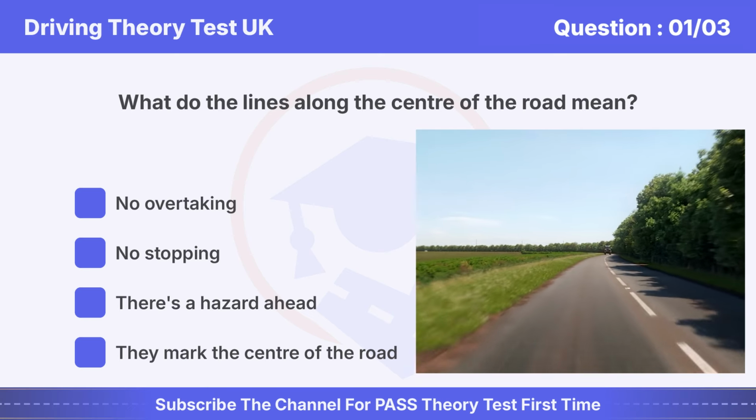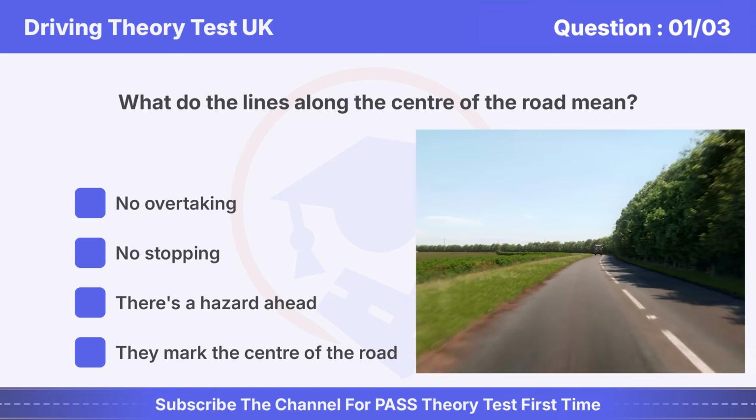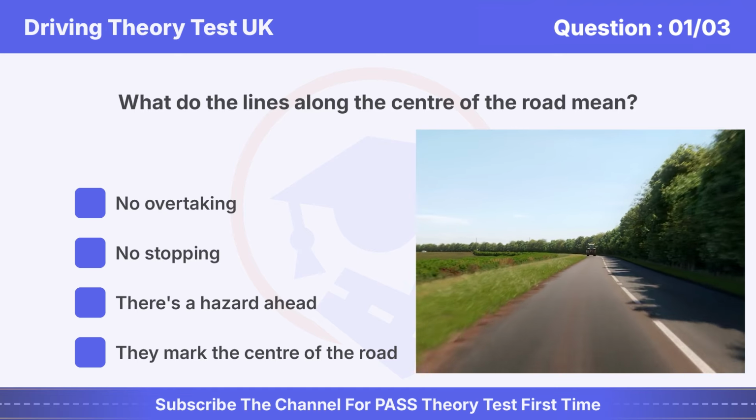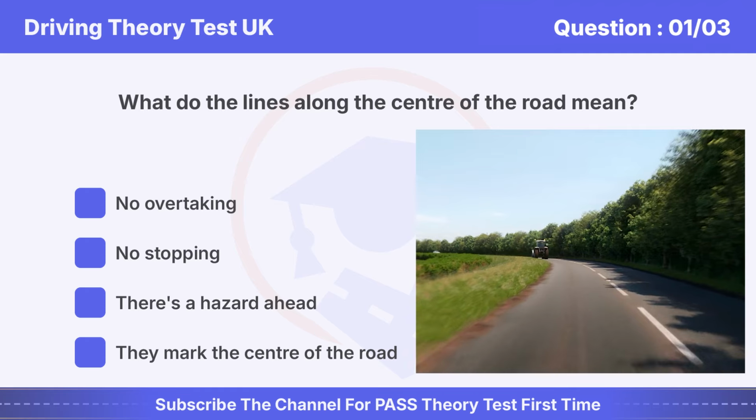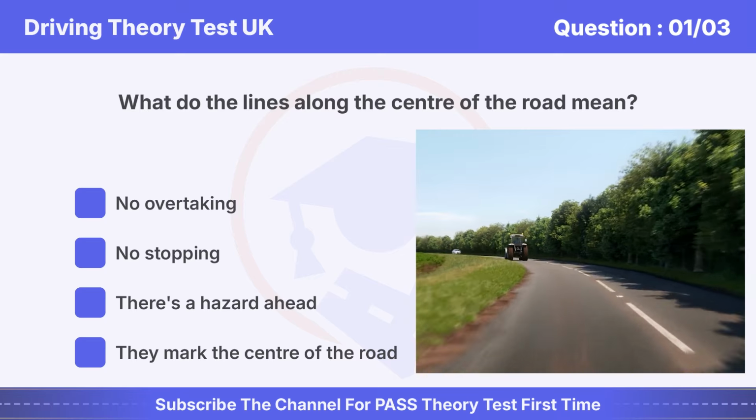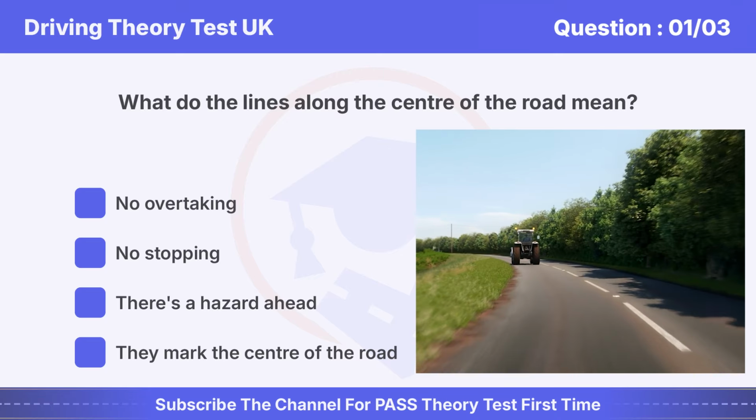Question 1. What do the lines along the center of the road mean? Option A. No overtaking. B. No stopping. C. There's a hazard ahead. D. They mark the center of the road.